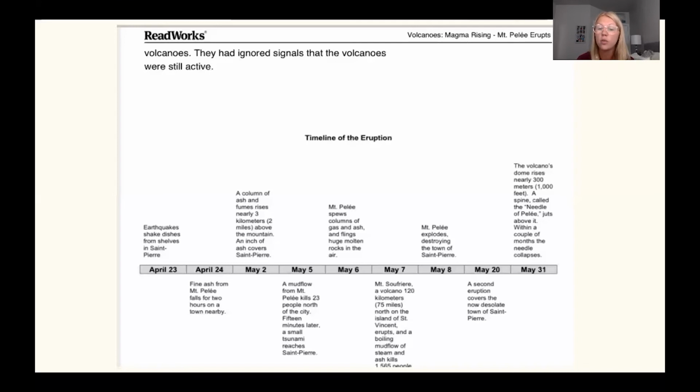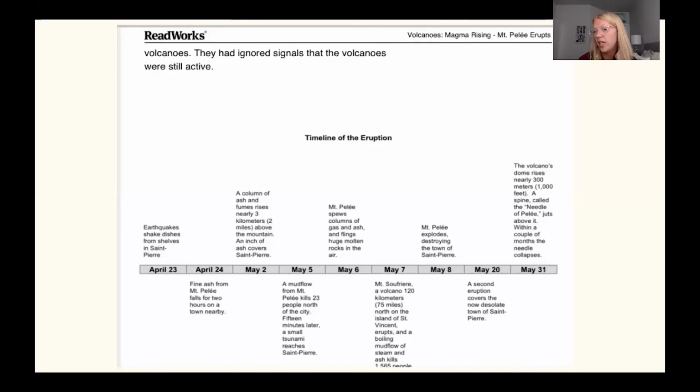So that was before Mount Pelée even exploded. 75 miles north, 1,565 people were already killed from something similar. On May 8th is when Mount Pelée explodes, destroying the town of St. Pierre. On May 20th, a second eruption covers the now desolate town of St. Pierre.